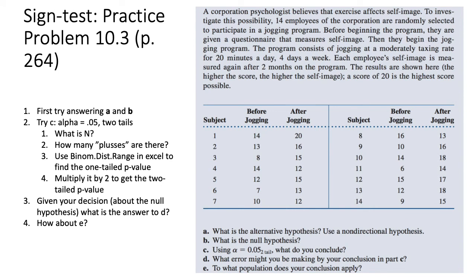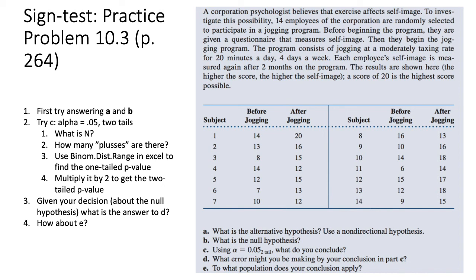This is another sign test problem. This is problem 10.3 on page 264 of your book. A corporate psychologist believes that exercise affects self-image. To investigate this possibility, 14 employees of the corporation are randomly selected to participate in a jogging program. Before the beginning of the program, they're given a questionnaire that measures self-image. Then they begin the jogging program. The program consists of jogging at a moderately taxing rate for 20 minutes a day, 4 days a week. Each employee's self-image is measured again after 2 months on the program.